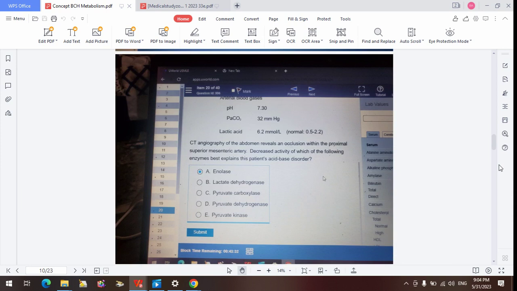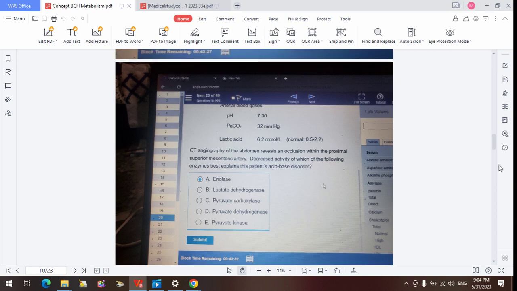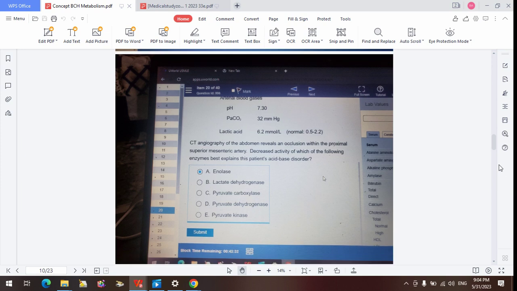Okay, so CT angiography of the abdomen reveals an occlusion within the proximal superior mesenteric artery. Decreased activity of which of the following enzymes? Enolase, lactate dehydrogenase. But lactic acid is high. Okay. Pyruvate dehydrogenase and pyruvate kinase.